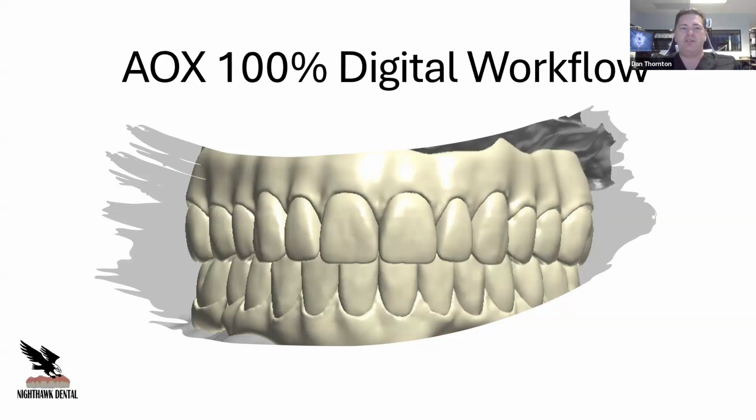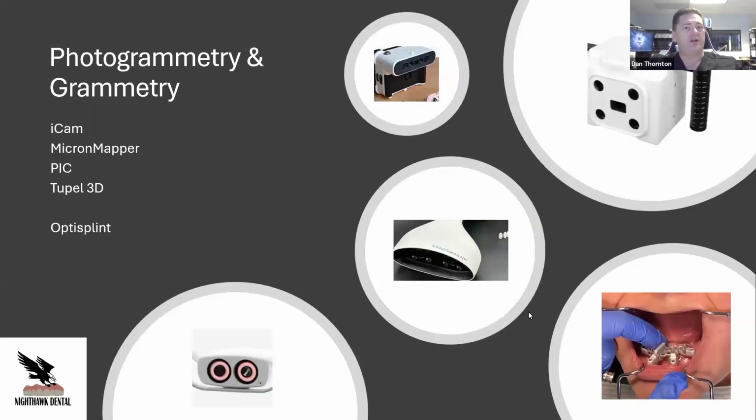We're going to touch a little bit on photogrammetry, a little bit on grammetry, just briefly show you what they are, so you're kind of aware of them. There's more new stuff coming out almost every week anymore, so it's going to be interesting to see exactly where we are going with the digital workflow. Now, with that said, let's talk about a little bit of the photogrammetry.